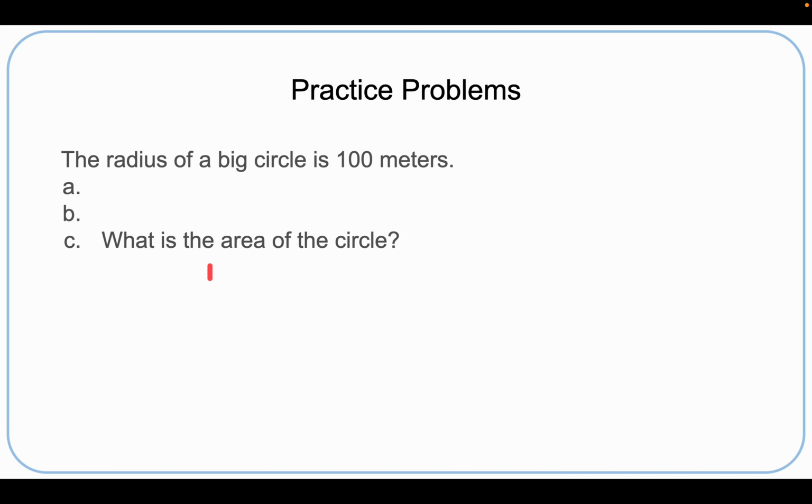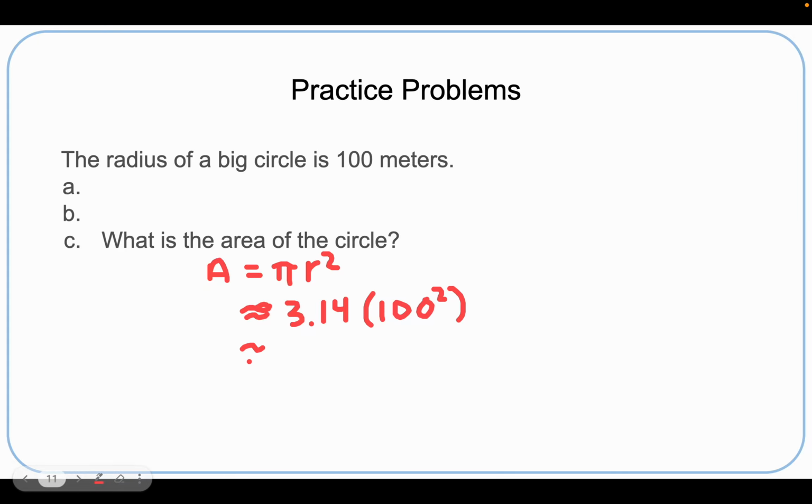And lastly, what is the area of the circle? Area formula is pi r squared. So approximately equal to 3.14 times our radius of 100, and we're squaring that. So 100 squared is 10,000, and then times 3.14. We're going to end up with 31,400. And that's square meters.